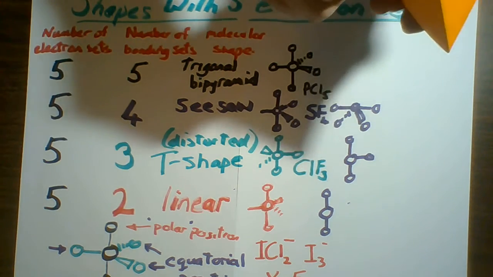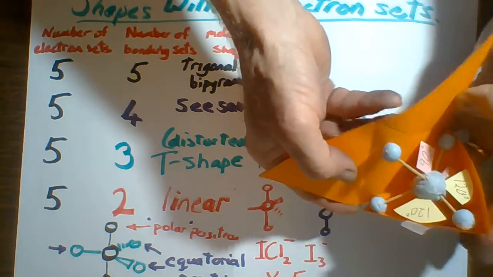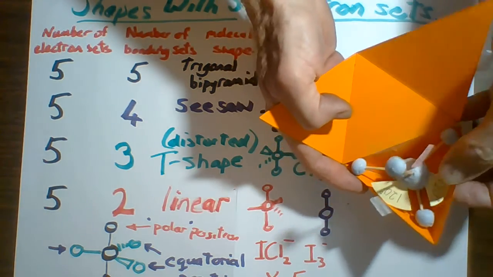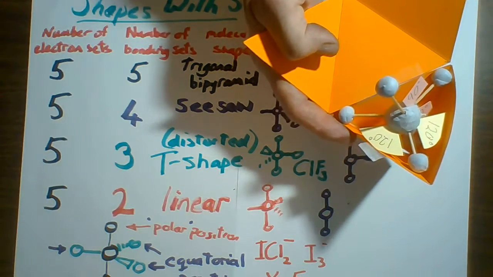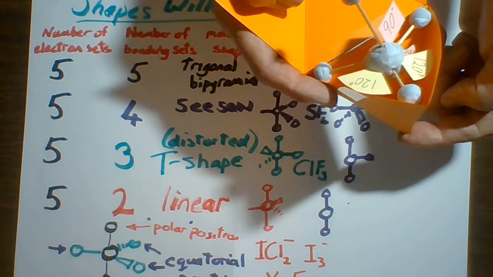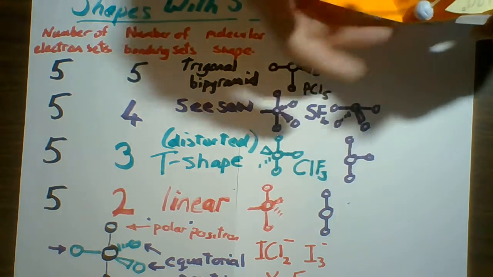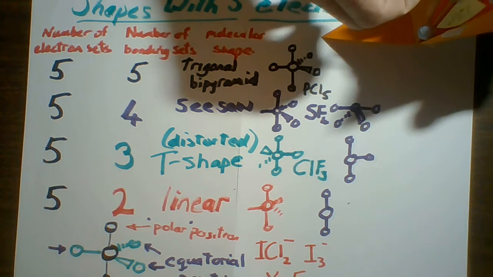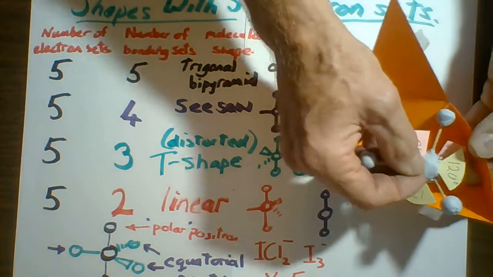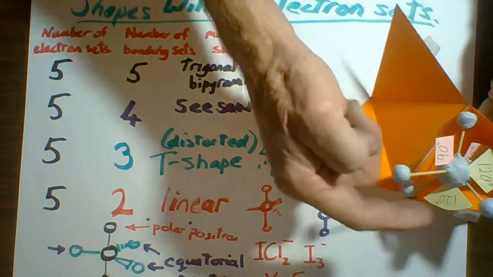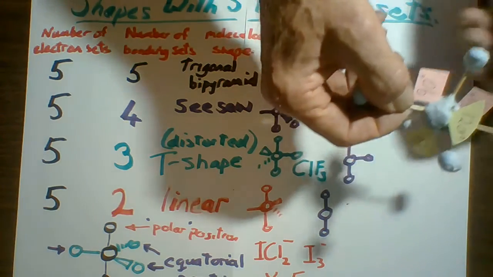Okay, so we pull this apart a little bit. In there we can see the central atom, and we can see 1, 2, 3, 4 of the outer atoms, and the 5th outer atom is down there. The electron sets, of course, are the toothpicks. Central atom, 4 outer atoms there, and the 5th outer atom there.